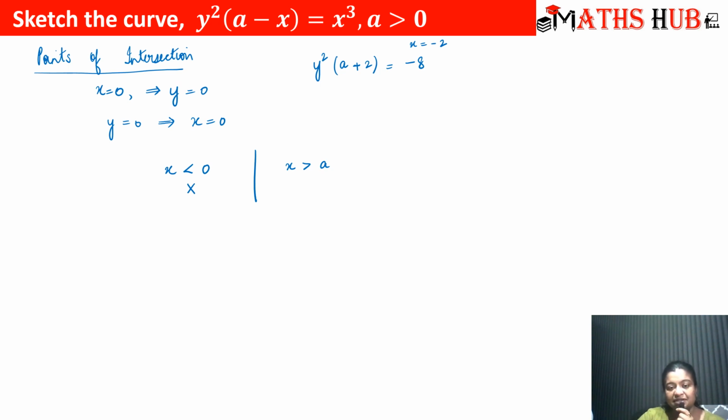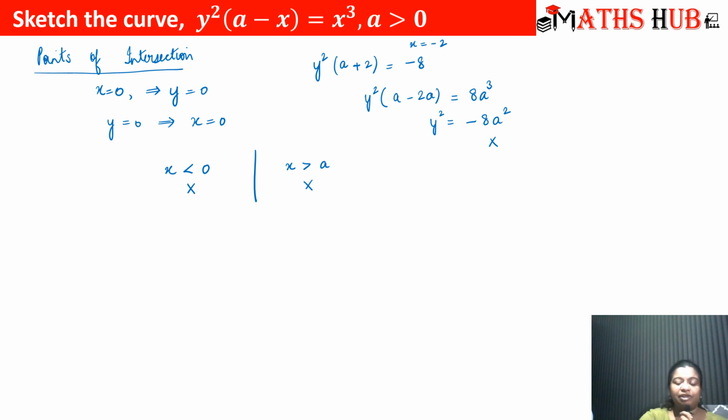Similarly, when x is greater than a, let's put x as 2a. So I'll get a minus 2a and here I will get 8a cube. So y square is equal to 8a cube over a minus 2a, which is minus a. So I will get minus 8a square. So again, y cannot be a real value. So again, there is no portion of the curve which will lie beyond x greater than a, right?